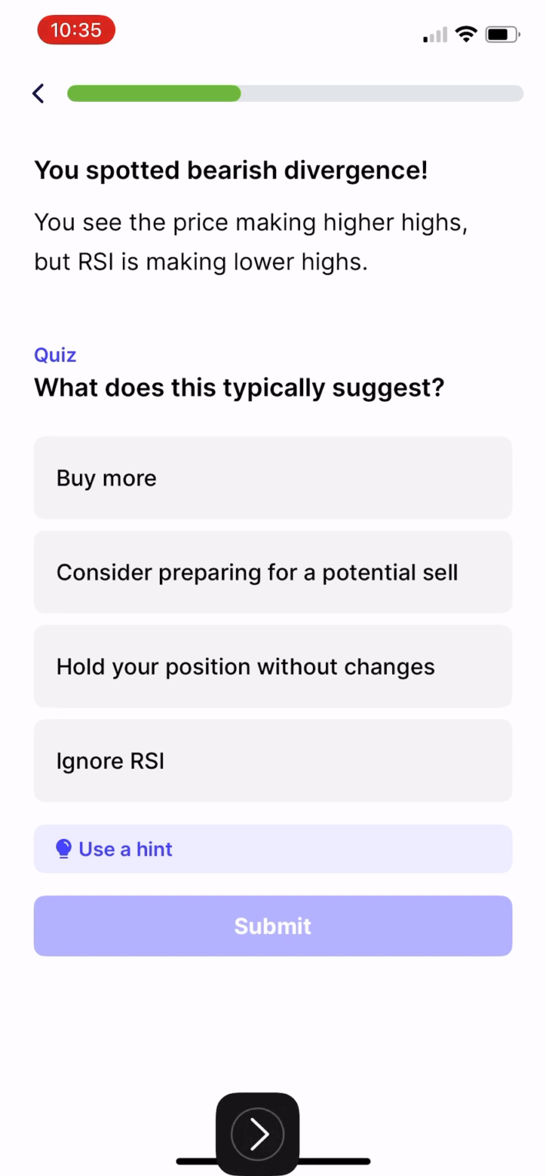You spotted bearish divergence. You see the price making higher highs, but RSI is making lower highs. Quiz: what does this typically suggest?